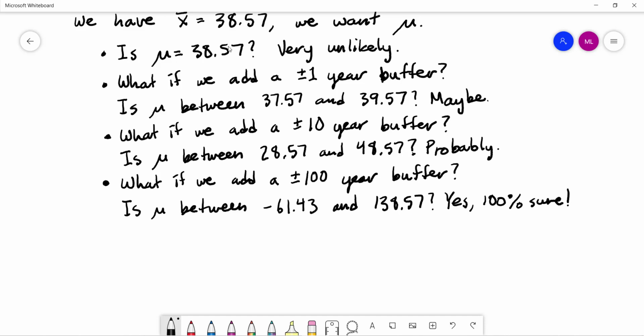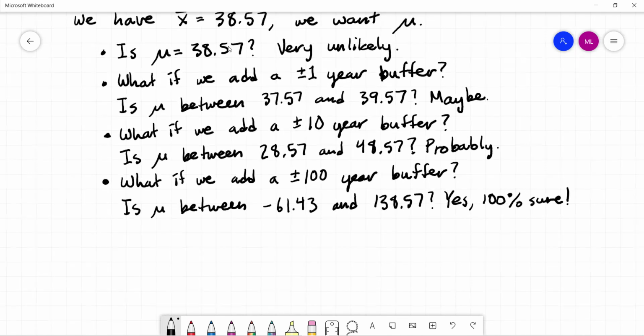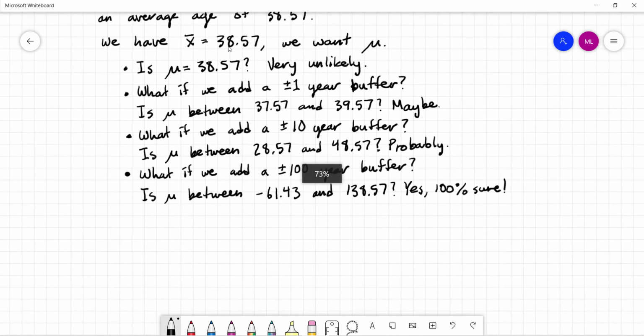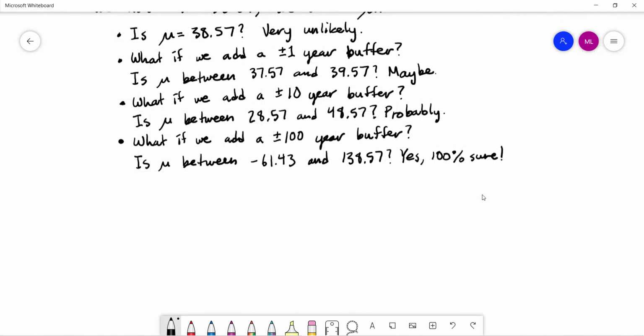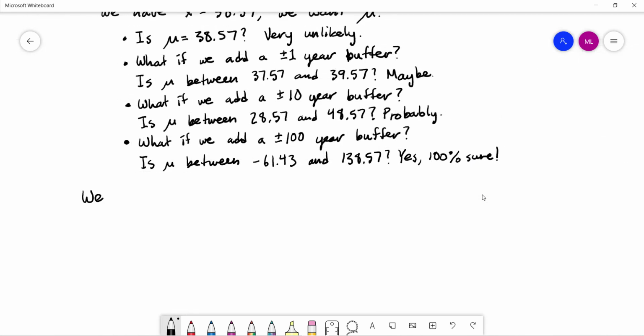And so we've got this trade-off, as I was mentioning a minute ago. Two things are happening. We are making our buffer larger and larger and larger, and as we make that buffer, that margin of error larger and larger and larger, we become more and more confident that our interval captures the true value of mu. So we want our interval to capture the true value of mu, somewhere in that interval.